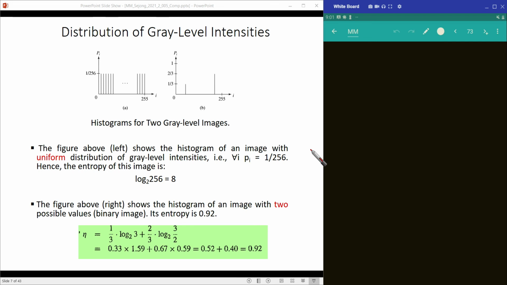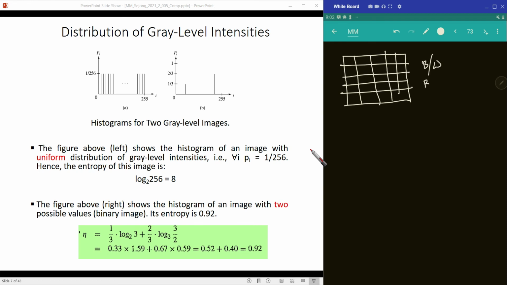To calculate the entropy, let's say we have an image, and this image is a black and white image, or we can say a binary image. Now if this is a binary image, that means we only have the symbol 1 somewhere and 0 somewhere else. Each pixel is 1 or 0 somewhere randomly. And let's say 1/3 of these symbols are black pixels, and the remaining 2/3 of the pixels are white pixels.